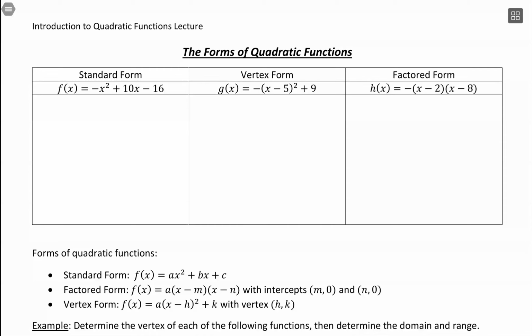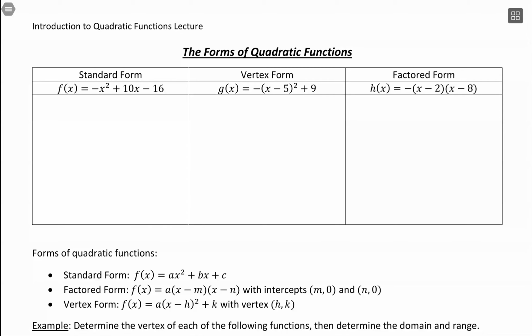So there are three forms that we're going to focus on for our quadratic functions. We've been working a lot with the standard form. However, there's also vertex form and factored form. And seeing our function in vertex form and factored form gives us different pieces of information.